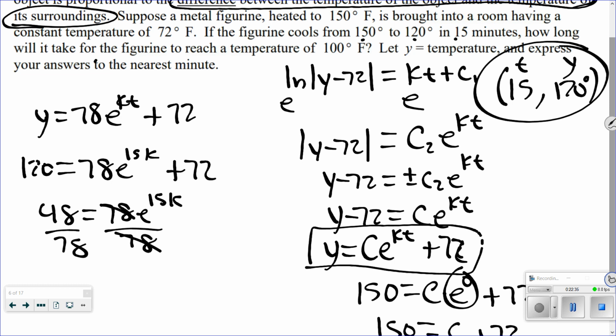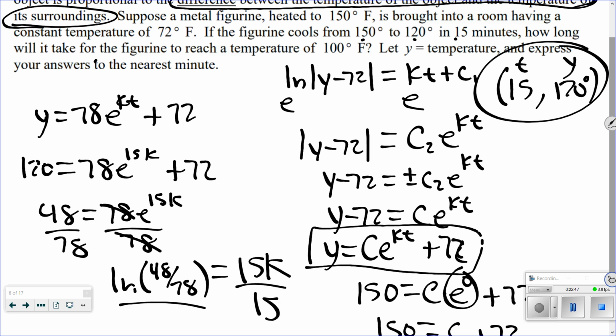Take the ln of both sides. So I end up with the ln of 48 divided by 78 equals 15k. Divide by 15. Okay, and that should tell me what k is equal to. Now, like before, this is going to be a decimal. It's probably not a very nice decimal.